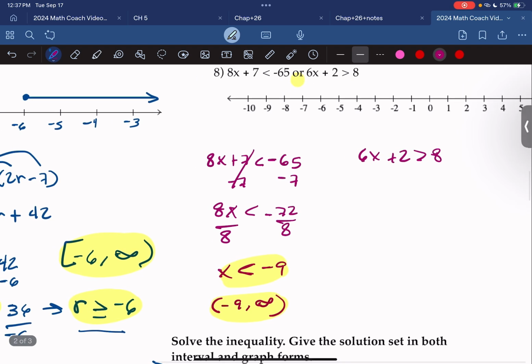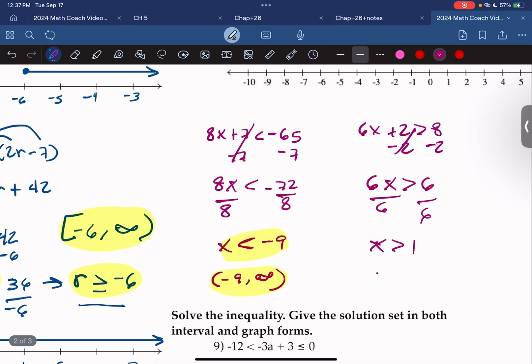And now for the second one, we do -2, -2. 6x is greater than 6. Divided by 6, divided by 6, x is greater than 1. And it's the same as the other side. There's no or equal to. So for our interval notation, it's going to be 1, comma, positive infinity.